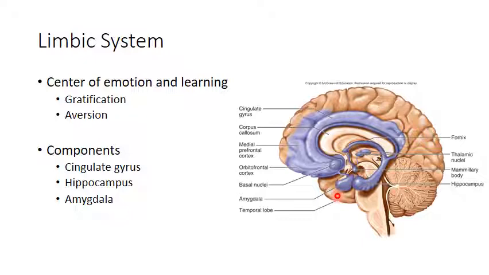What else should I point out? Back there is our pituitary gland. All of this is sort of this interconnected loop of fiber tract that is going to result in our feelings of emotion as well as involved in learning.